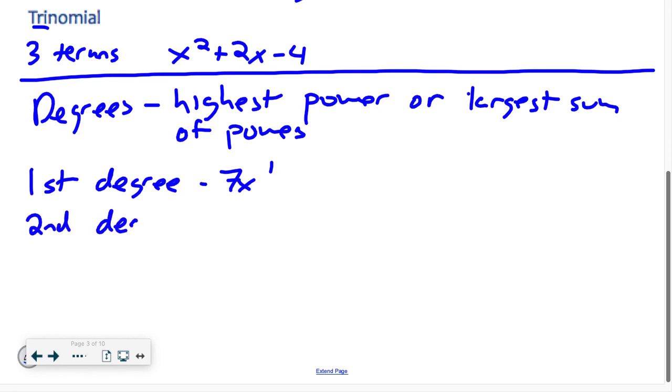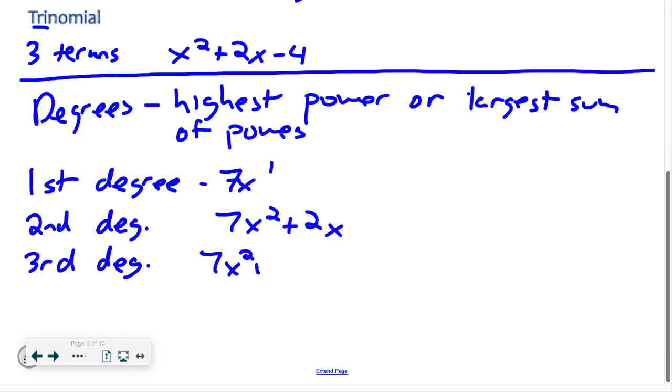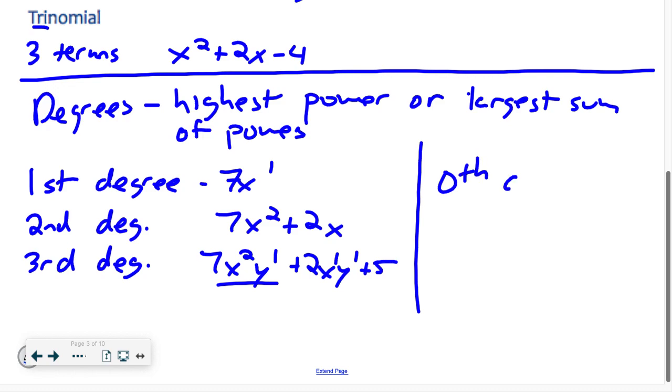Second degree could be 7x squared, even if I add more onto that, like 2x. This is still a second degree polynomial. Okay? So third degree, 7x cubed would be an example of that, but this is also one: 7x squared y to the first, plus 2x to the first y to the first, plus 5. If I look at my highest sum of exponents, I have 2 plus 1 is 3, this is a third degree.